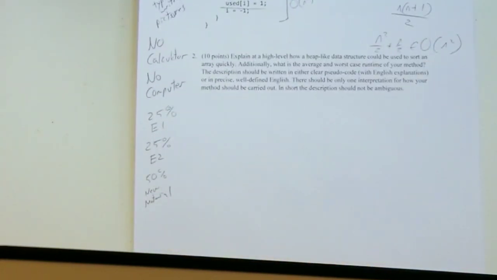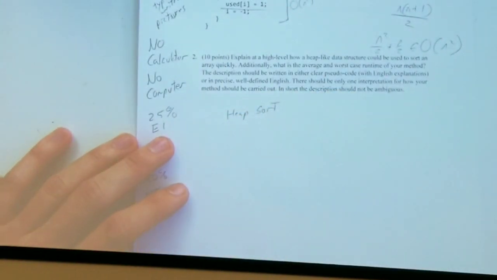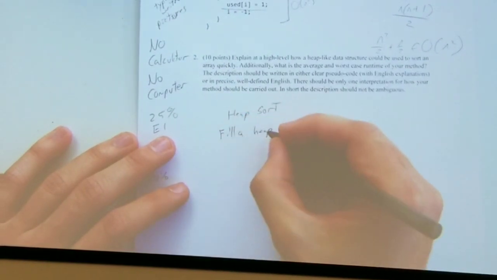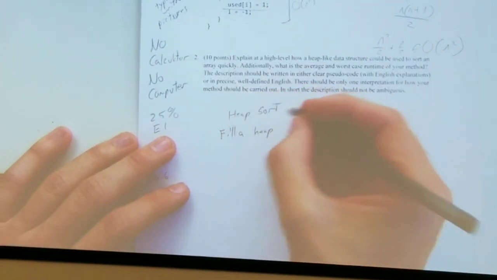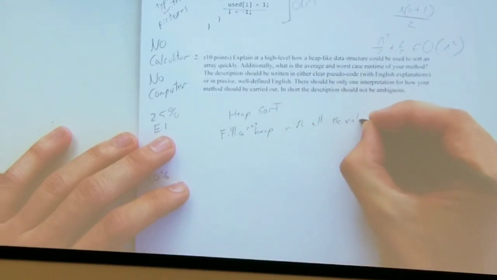Cool. All right. So explain at a high level how a heap-like data structure can be used to sort an array quickly. The reason why this is on the practice test, besides the fact that it was on the practice test in the summer, and I didn't want to move it around, is because I've actually already gone over this problem in class, but I did it on Thanksgiving day. But as it turns out, the heap sort is something that we can end up using here. And the idea is we just fill a heap. Normally we're using a max heap in this class, so fill a max heap with all the values we want to sort.